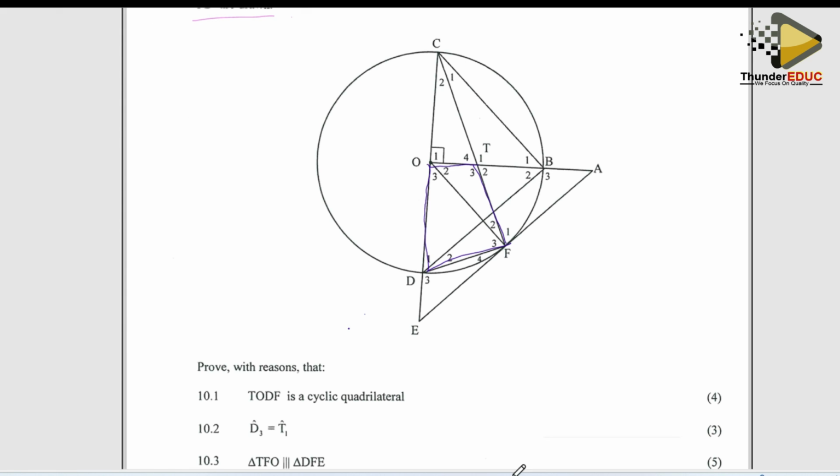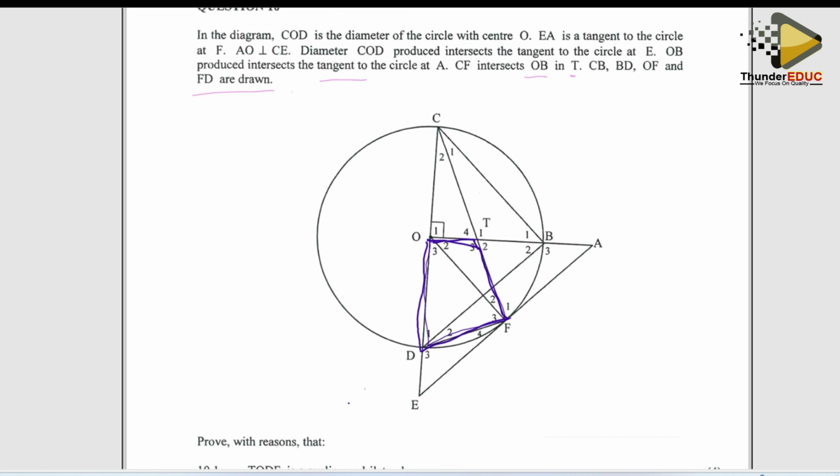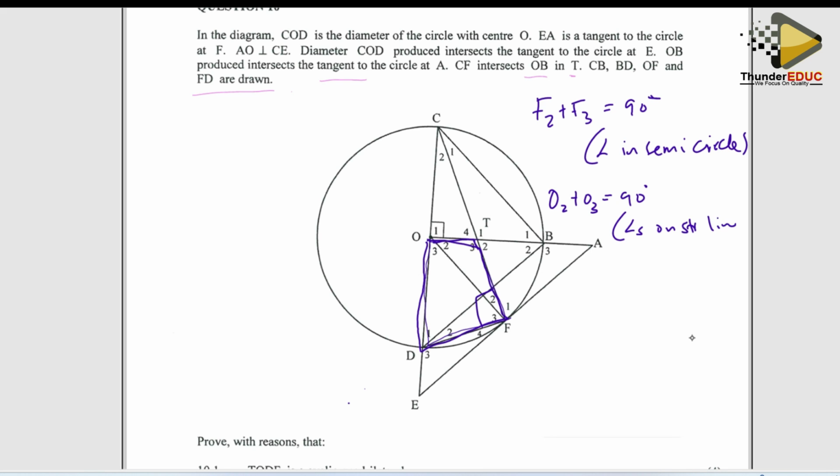So what we can see is, when we look at this, do we see any bow ties that can be created in here? Someone will say yes, someone will say no. So there are no bow ties. But one thing I know for sure, I can say that F2 plus F3 must give us 90 degrees. Reason, angle in a semicircle. Remember, they told us that this is a diameter, so this angle has to be 90. And then O2 plus O3 must also be 90 degrees. These are angles on a straight line.